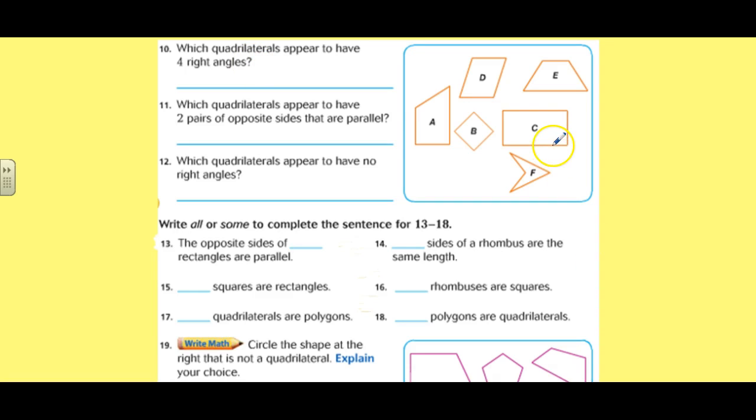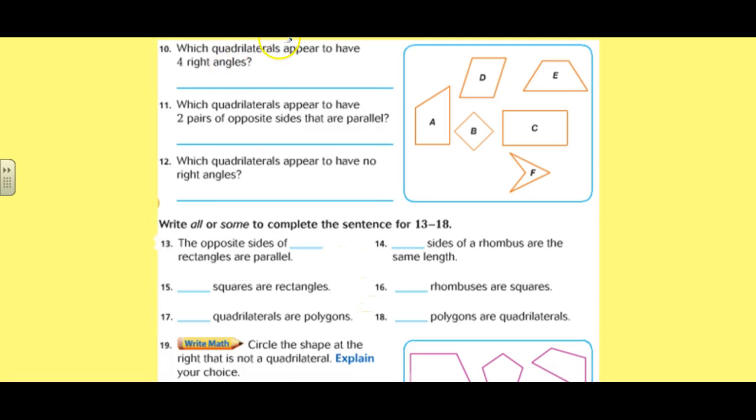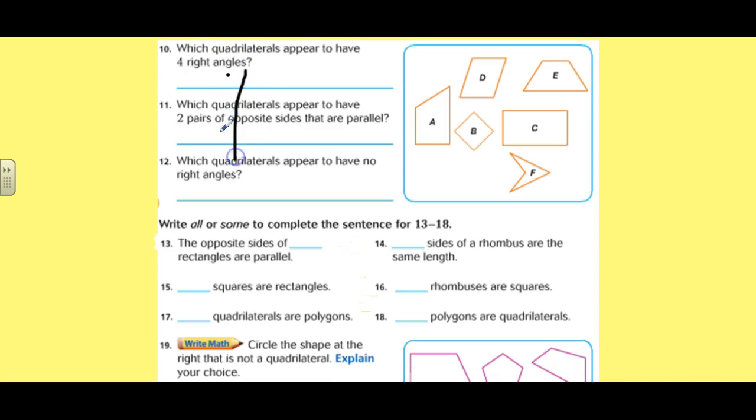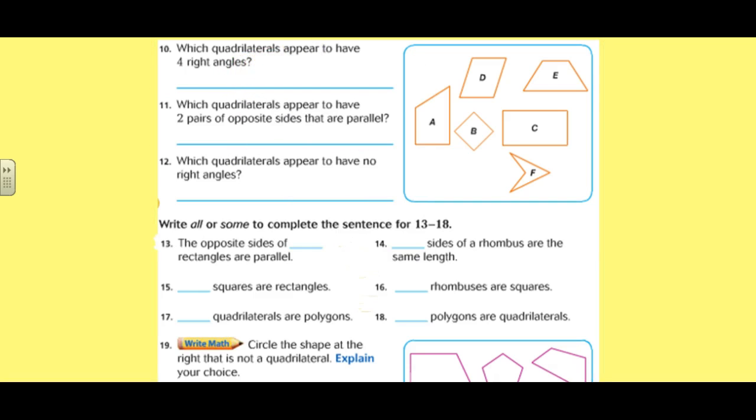I know for a fact that C right here is a rectangle, so I know it's going to have 4 right angles. I'm sorry that the pop-up keeps showing up. My new computer just makes it hard. Look, it did it again. Oh my goodness gracious. Okay, let me just type it. C. There we go.